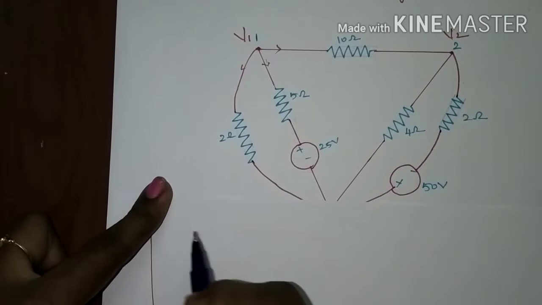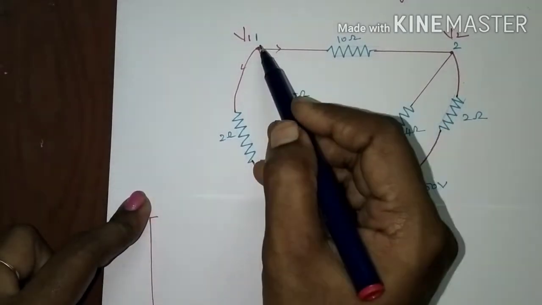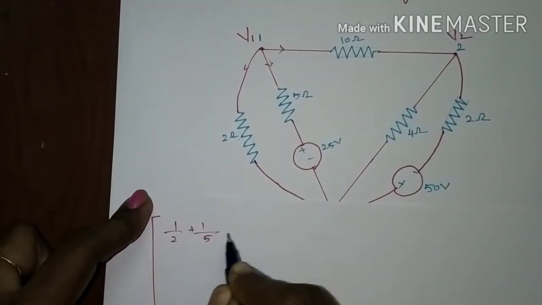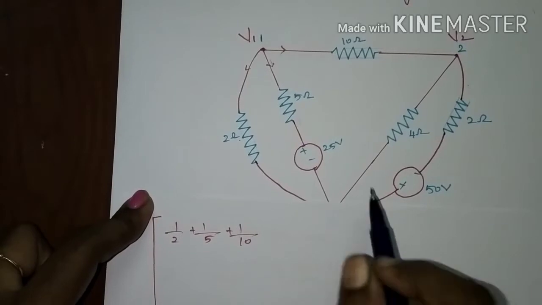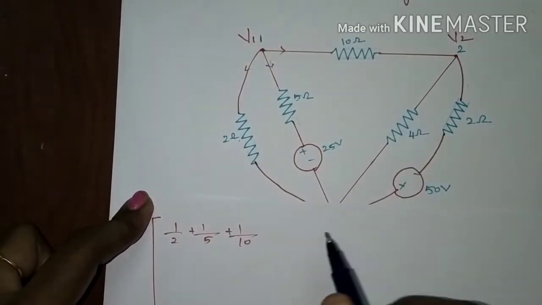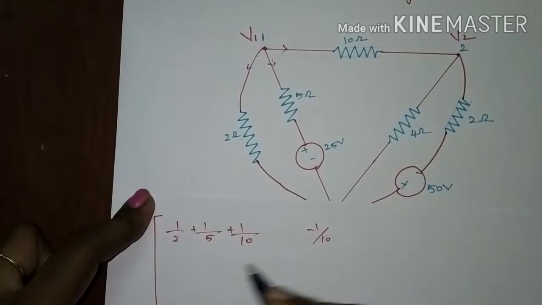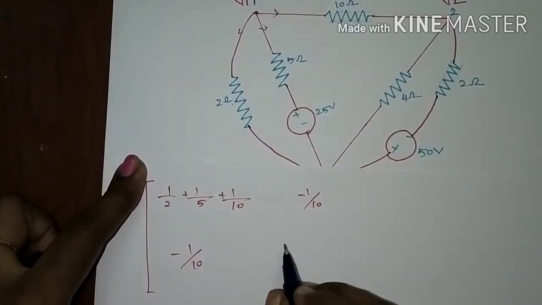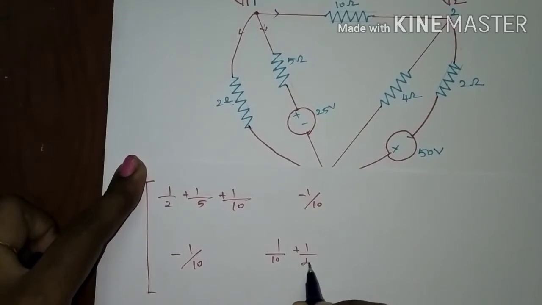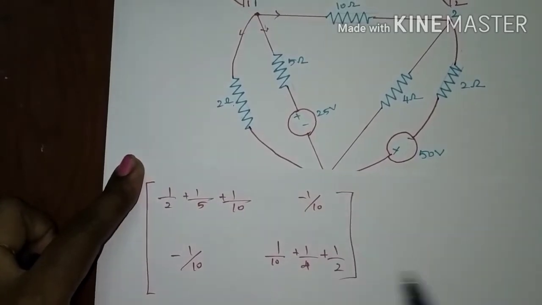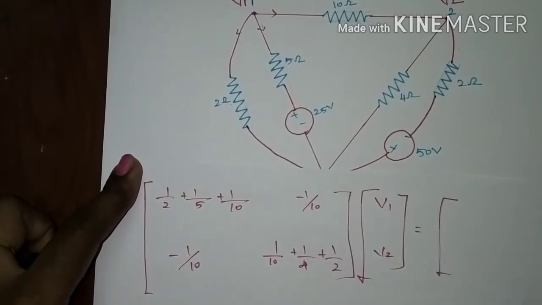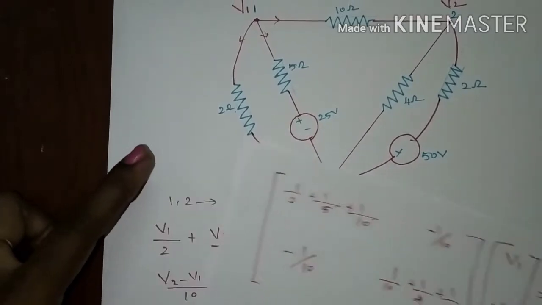In the 2 cross 2 matrix, the first element is the self resistance connected to the first node. The self resistances are 2, 5 and 10, so 1 by 2 plus 1 by 5 plus 1 by 10. The second is the common resistance connected to the first and the second node, that is minus 1 by 10. The resistance matrix is symmetric, so minus 1 by 10 follows here. And this element is the self resistance of the second node: 1 by 10 plus 1 by 4 plus 1 by 2, multiplied by V1 and V2, the voltages of the first and second nodes, which is equal to the current into that node.